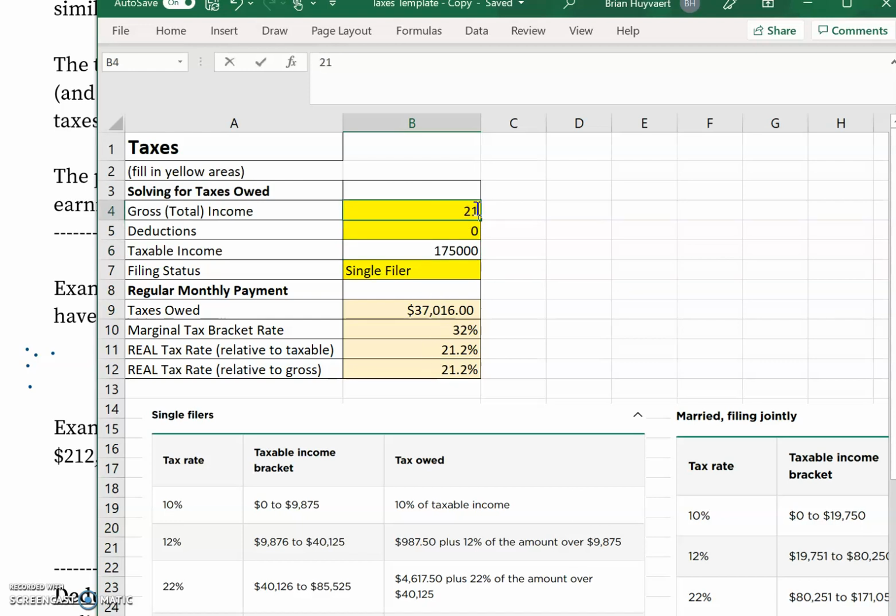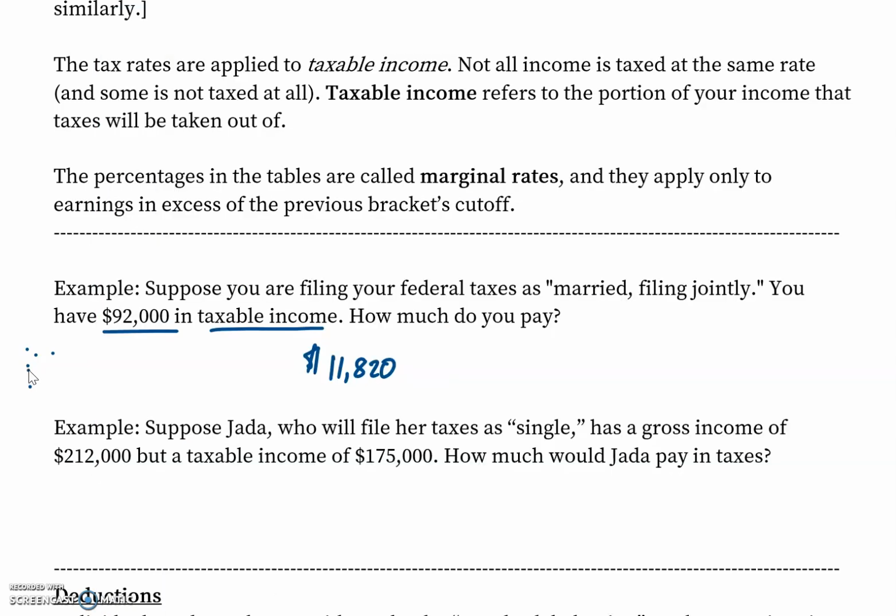The other thing I could do is start with her 212, and I could think off to the side, okay, if she had a gross of this and a taxable income of this, I could just subtract them. So I guess she must have taken 37,000 in deductions, and that would get us to the 175. Either way, it doesn't really matter, right? So in this particular case, it doesn't matter. It doesn't affect us. So how much would she pay in taxes?